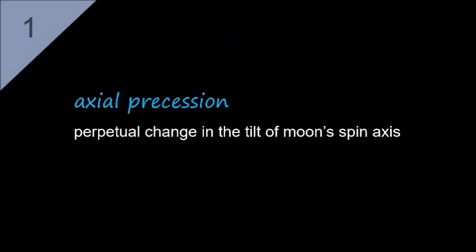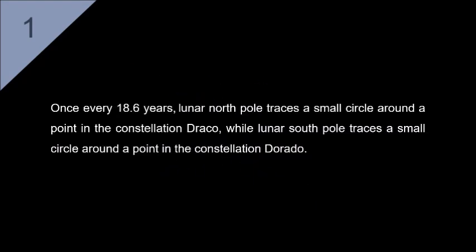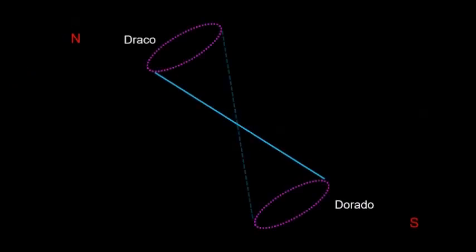The rotational axis of the Moon also undergoes precession. Moon's axial precession refers to the perpetual change in the tilt of Moon's spin axis. Once every 18.6 years, lunar North Pole traces a small circle around a point in the constellation Draco, while lunar South Pole traces a small circle around a point in the constellation Dorado.